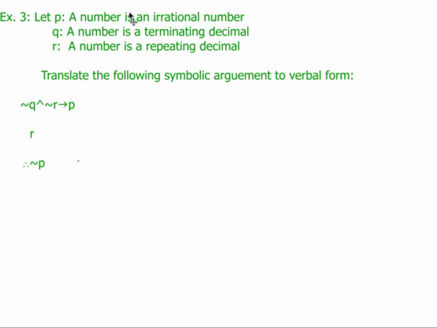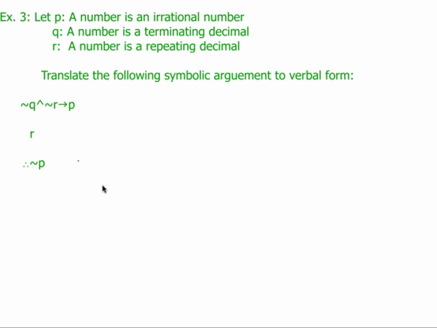We've got P is a number is an irrational number, and Q is a number is a terminating decimal, and R is a number is a repeating decimal. And I want to translate the following symbolic argument into verbal form. So this one's really weird looking. Let's see what we can do here. I've got not Q and not R implies P.